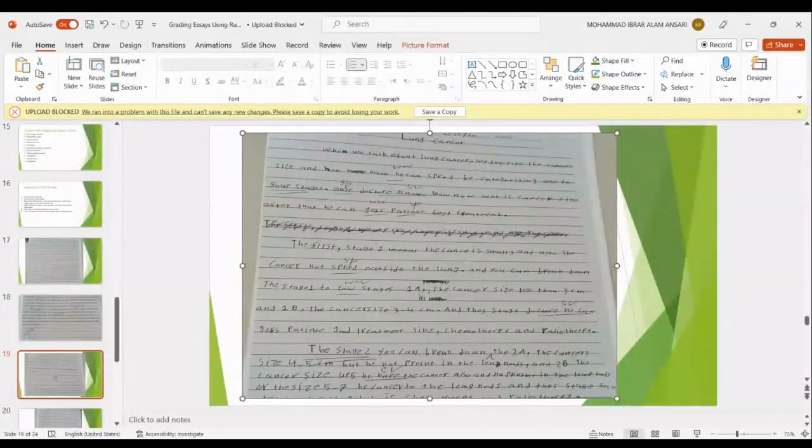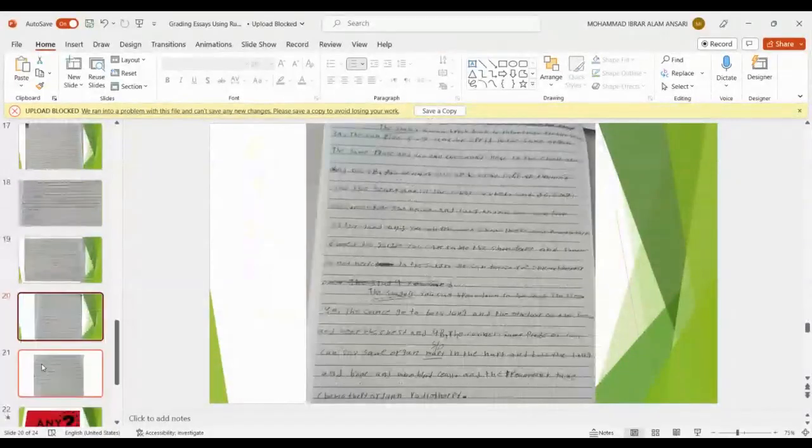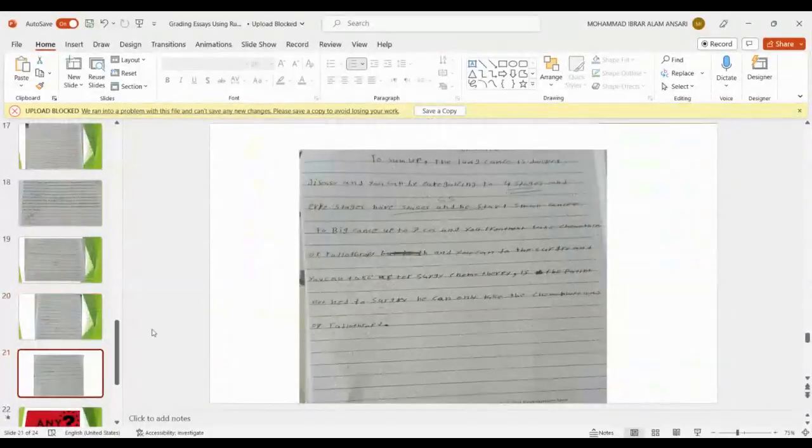It's incomprehensible. He just seems to have written key ideas here and there. Okay, now let's see, yes, this is the concluding paragraph.